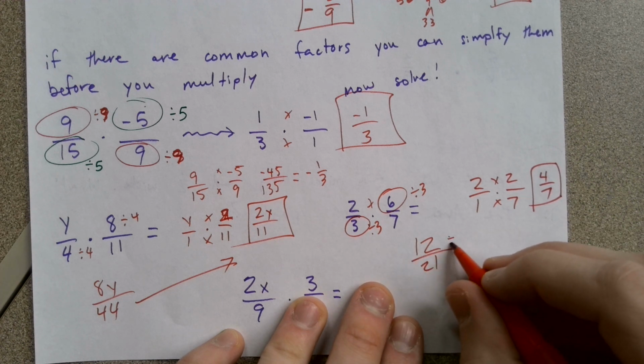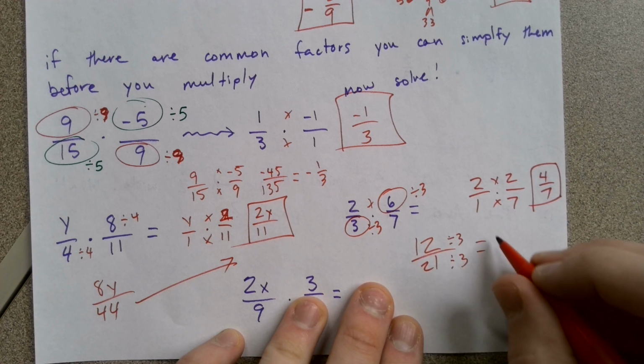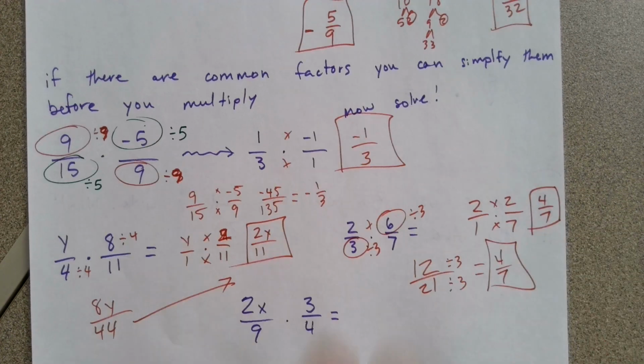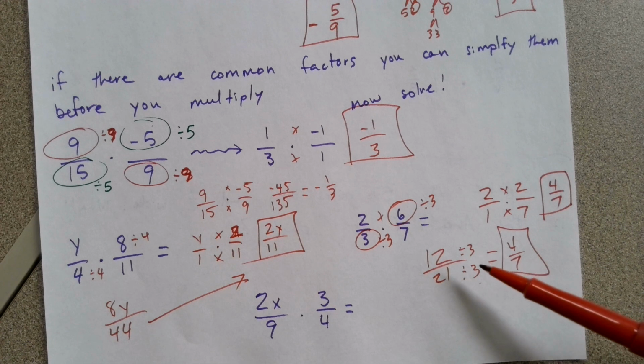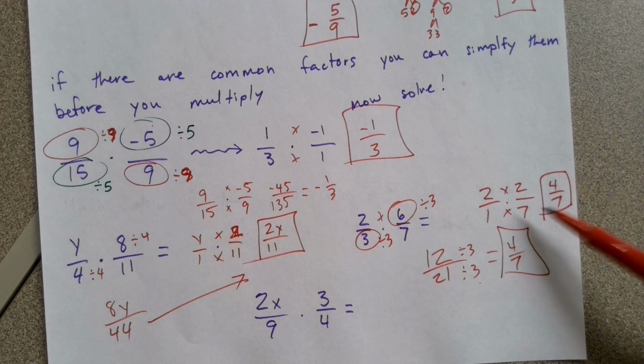Those can both be divided by 3. It also becomes 4/7. Whichever method you prefer, you can either simplify after and find those greatest common divisors, or you can simplify before and get the same answer. Don't confuse yourself. Do what works best for you.